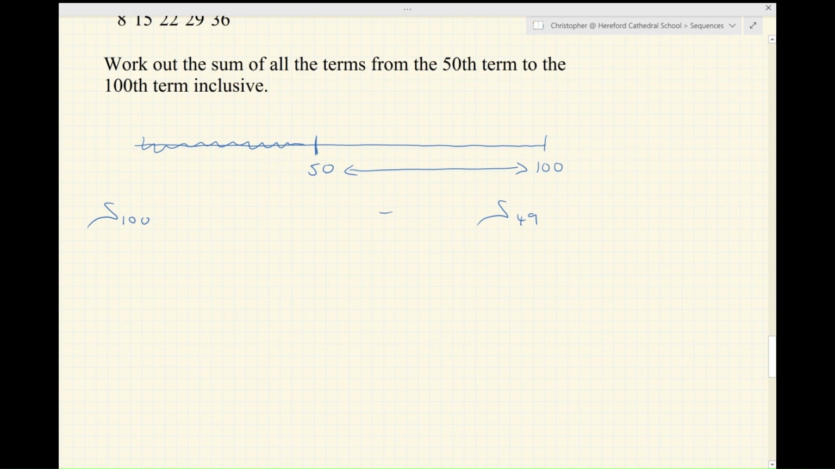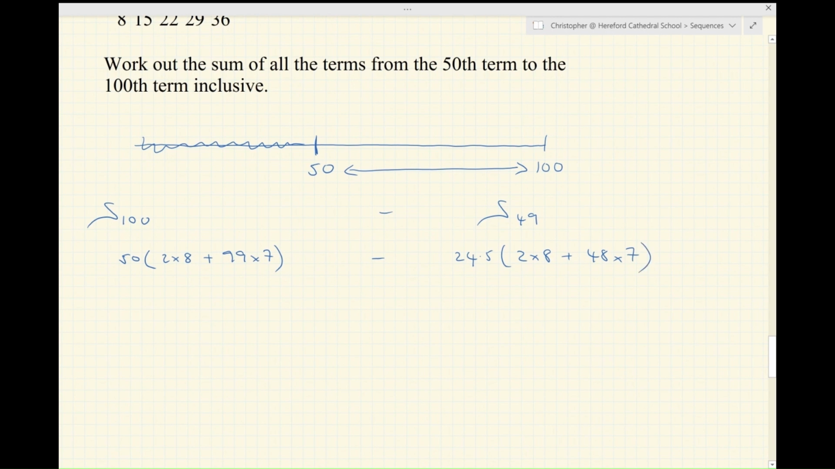So the sum of the first 100 terms is going to be 50 multiplied by twice the first term plus 99 times the common difference, which is 7. And from there, I'm going to subtract the sum of the first 49 terms. 49 over 2 multiplied by twice the first term plus 48 of the common difference, which is 7.